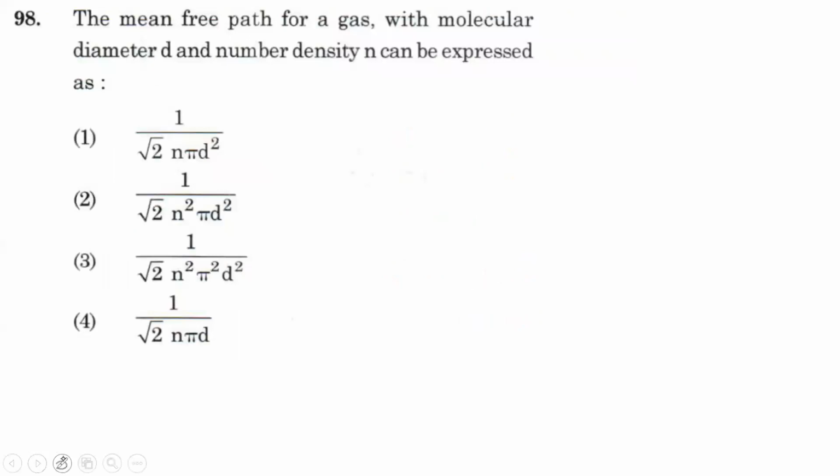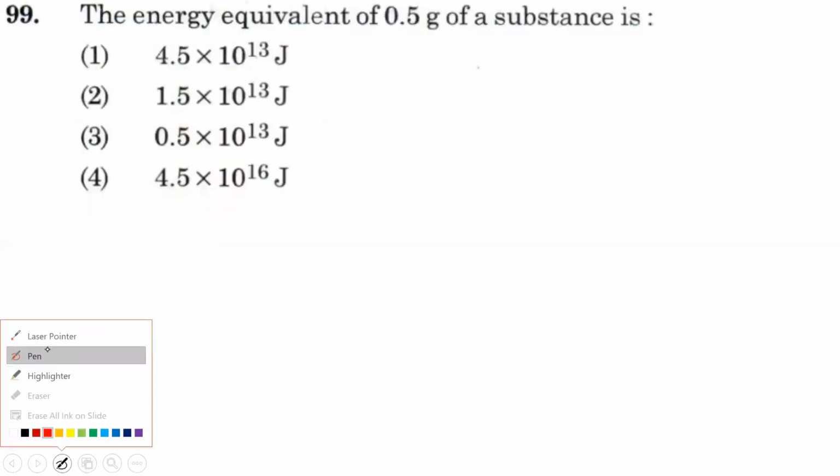Next we are going to discuss the 98th question. The mean free path for a gas with a molecular diameter d and number density n can be expressed as follows. The direct formula given in the textbook is 1 by root 2 n pi d square. Next we are going to discuss the 99th question.